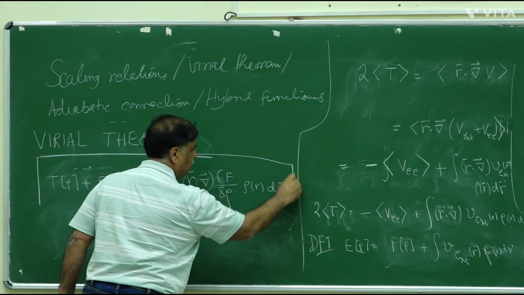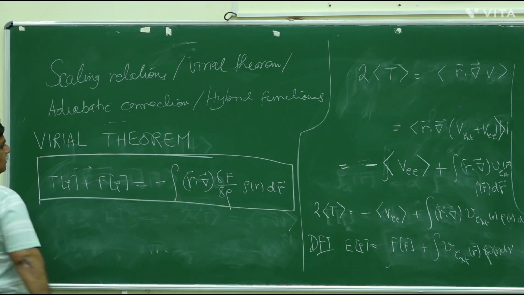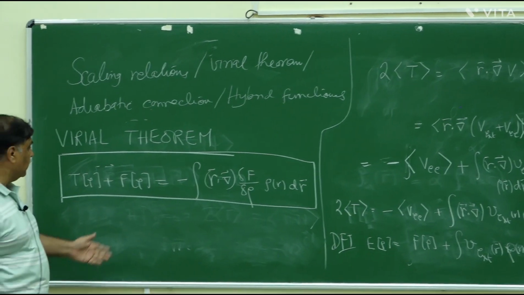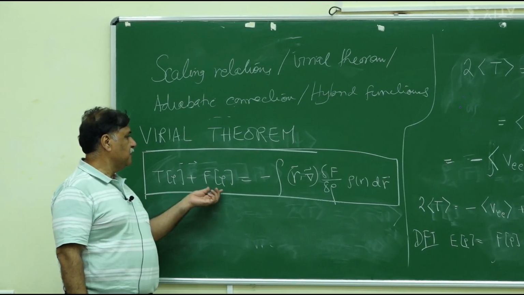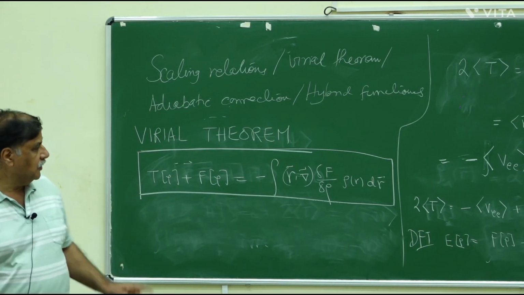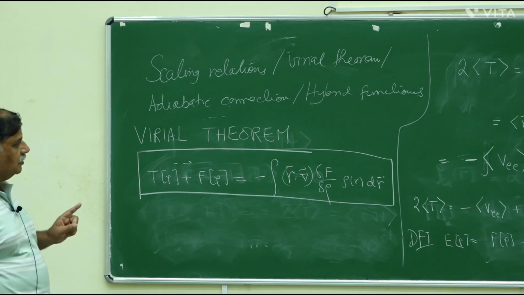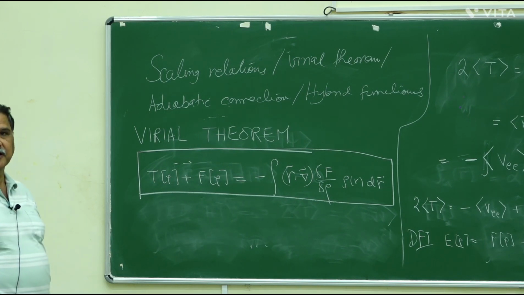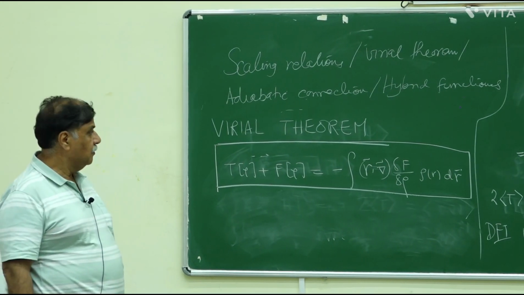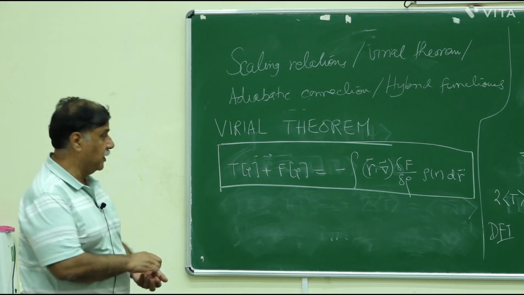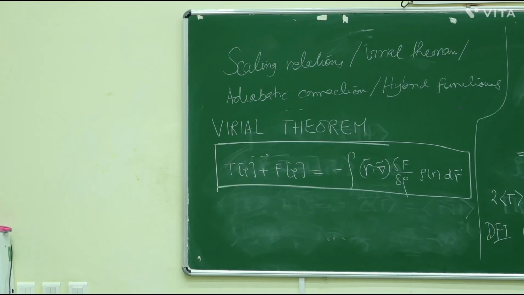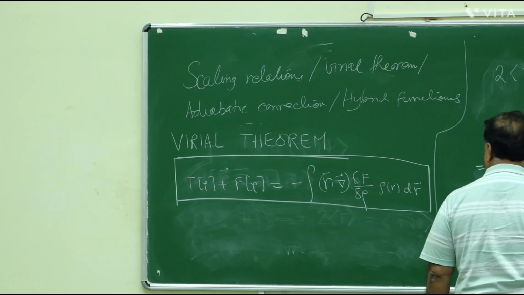So one of the relationships that relates, without any reference to external potential, for any given density, T rho plus F rho should be equal to this. Only thing is that you assume that V_ee is the electron interaction. The interaction is Coulombic. External potential could be anything. Is that okay? Alright. Another relationship, now related to the exchange correlation. So that's number one.